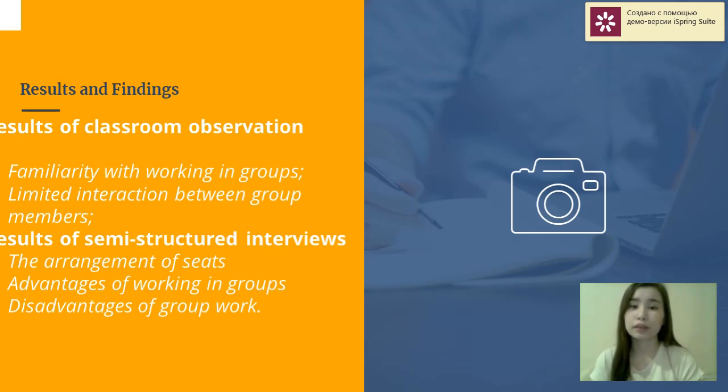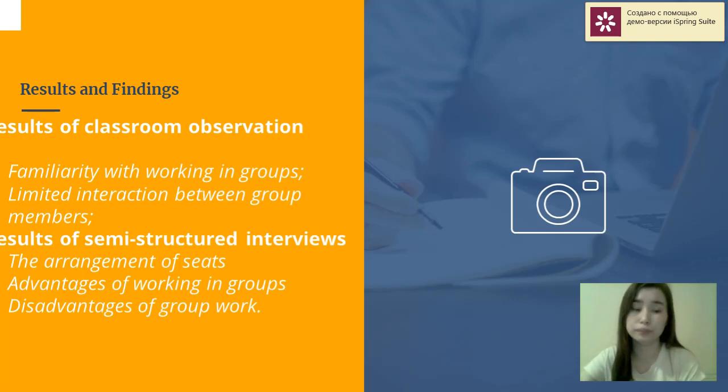Also, the interaction between group members of the target group was limited. The task should be done through interaction by sharing the ideas, but the interaction between group members was limited.